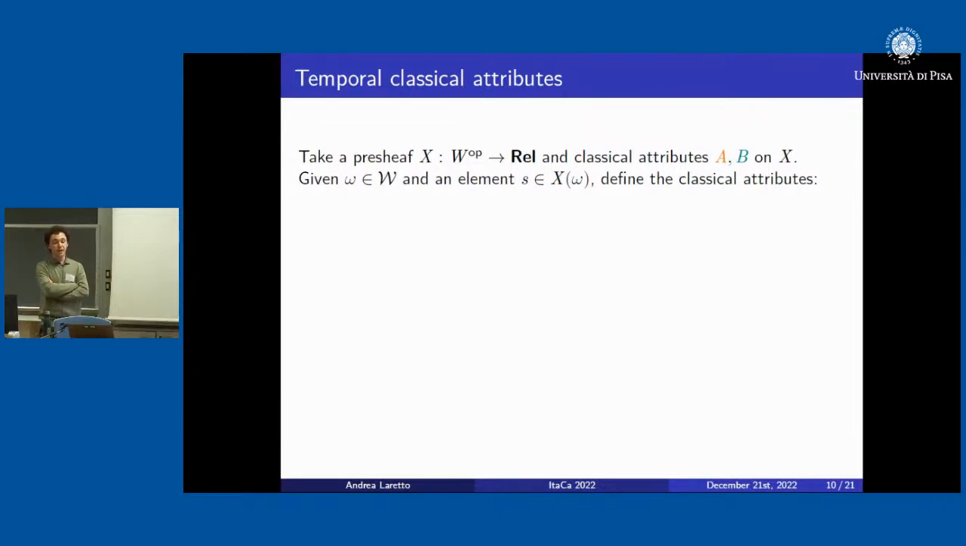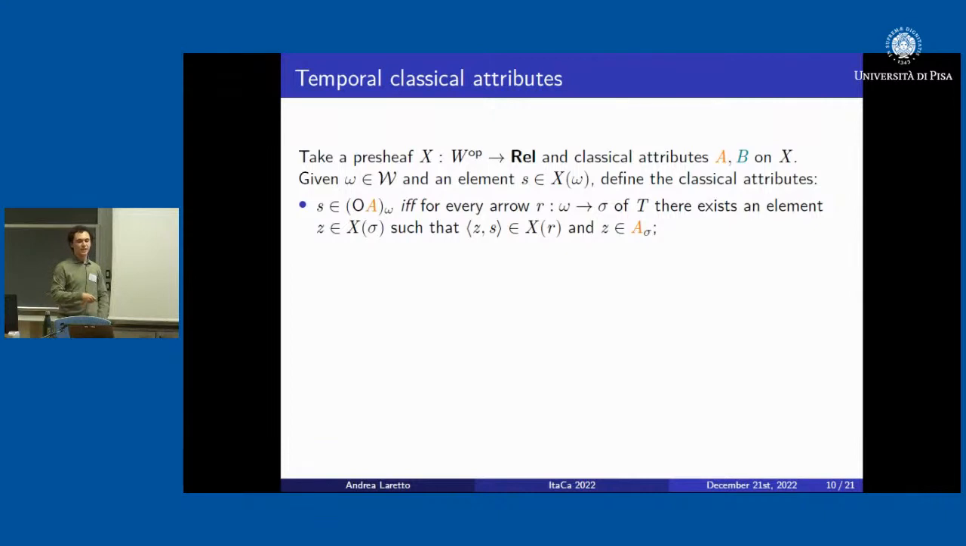And so we define new classical attributes, which combine these classical attributes A and B. We're not going to go too much into the details of this. We can define a new classical attribute next of A if for every temporal development in the category, there exists an individual Z, which is a counterpart of S. And this is given by this.